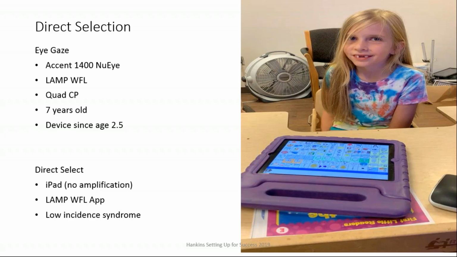And Sophie, who is also in this video, uses an Accent 1400 with New Eye. She's also using Lamp Words for Life. She has quadriplegic cerebral palsy and she's 7 years old and she's had some type of eye gaze system since she was 2.5. So we're going to go on and show this video.